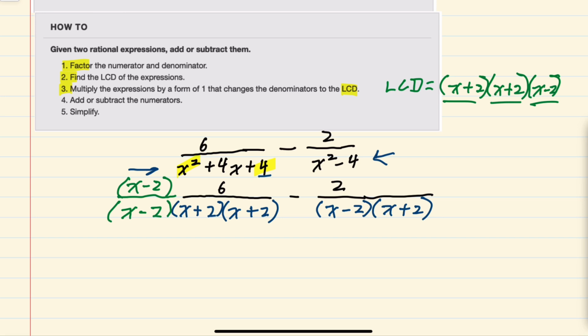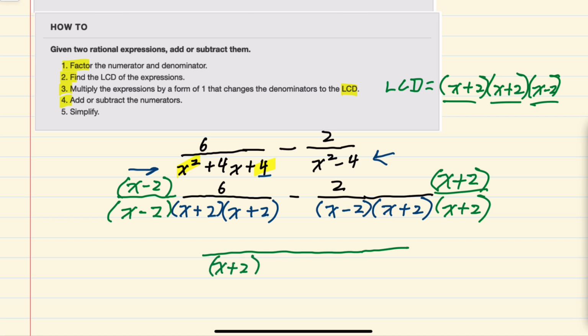Likewise, for this fraction on the right, we have an x minus 2 and an x plus 2. I need a second x plus 2 to have the lowest common denominator, and I must also multiply the top by x plus 2. Now that we have common denominators, we can add or subtract the numerators. I will note that our new denominator is that lowest common denominator, x plus 2, x plus 2, x minus 2. And since I'll be simplifying, I'm going to go ahead and do the multiplication on this left-hand side.